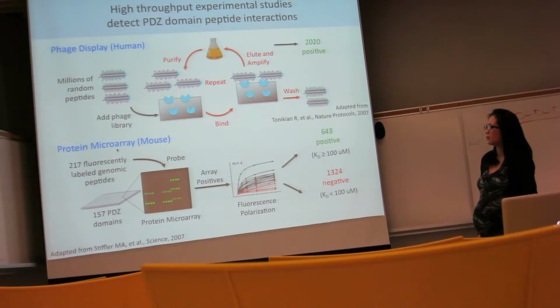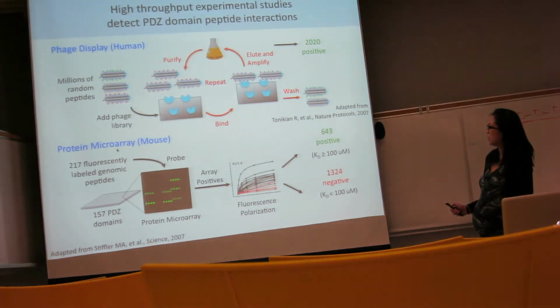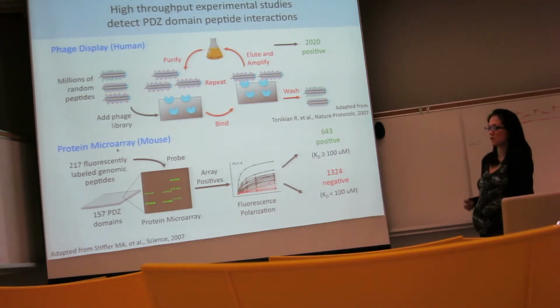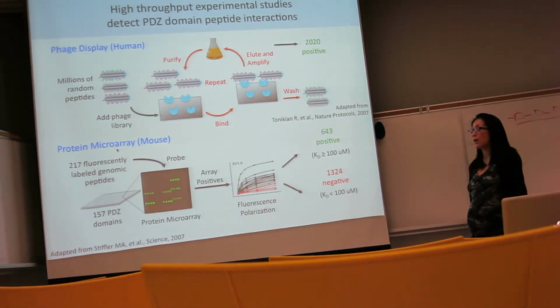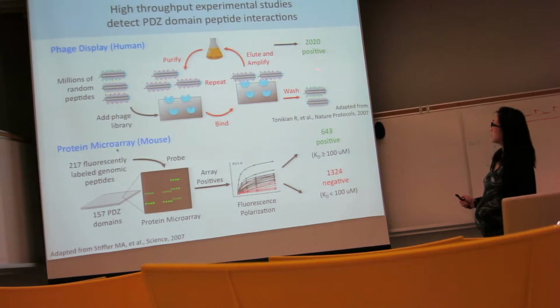This involved using random peptides displayed on the phage surface and adding them to domains which were bound or immobilized. Any unbound peptides were then washed away, and any that were bound were amplified and then added back to the domains, and this process was repeated multiple times. And in the end, approximately 2,000 positives were identified.